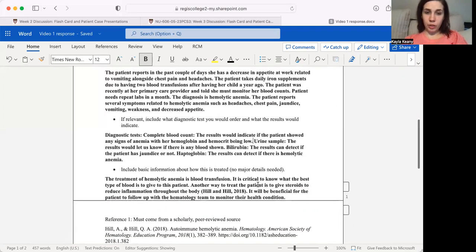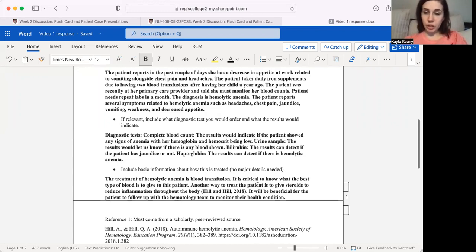The treatment for this would be a blood transfusion. It is critical to know what type of blood to give the patient, so having a type and screen, as well as a complete blood count to know how many bags of blood this patient is going to need. It is also important to follow up after having the transfusions to see if it is working or not for the patient.